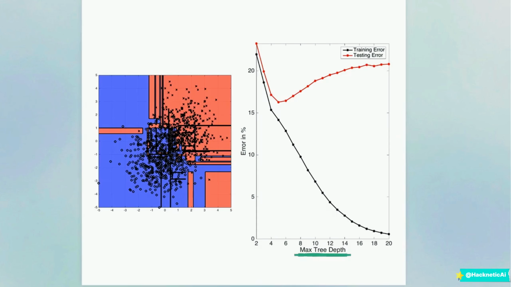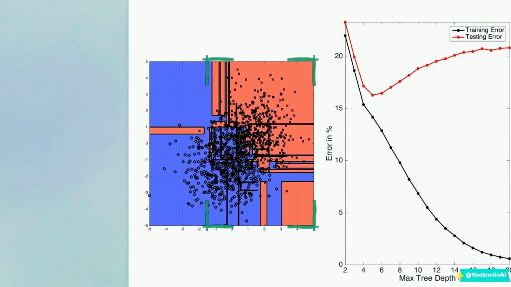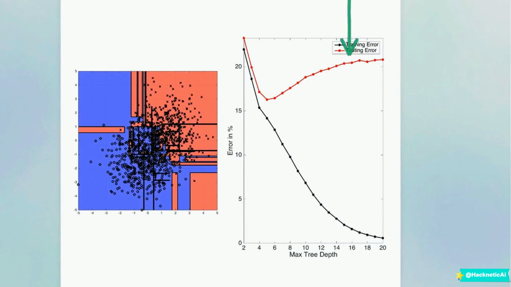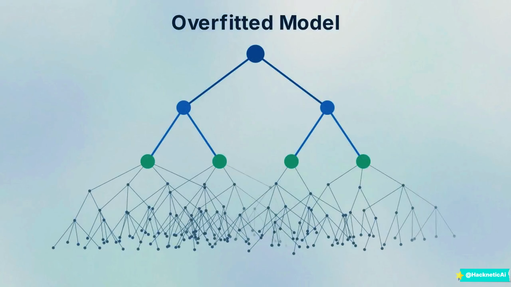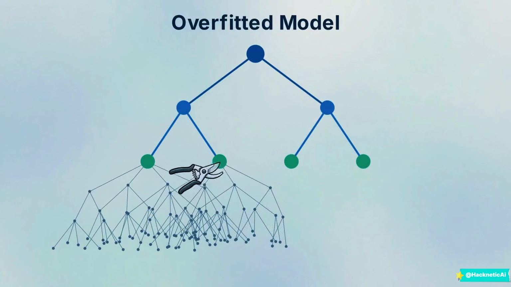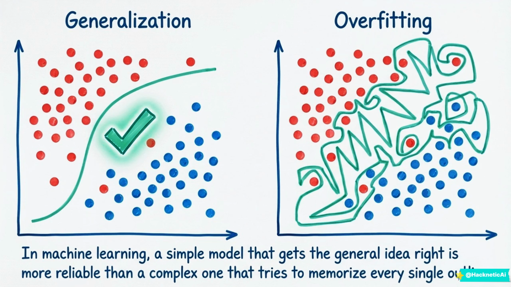This chart shows what happens when a tree gets too deep. By asking too many questions, it memorizes specific details of the past instead of understanding the general pattern. This overfitting means it fails to predict something new. To prevent this, data scientists use a technique called pruning. Just like in a garden, pruning involves cutting away the smallest, least important branches. This leaves the model with a simpler, more streamlined structure. In machine learning, a simple model that gets the general idea right is more reliable than a complex one that tries to memorize every single outlier.